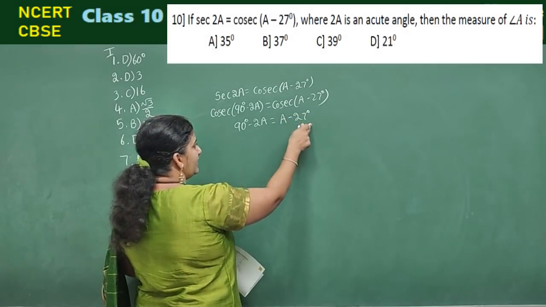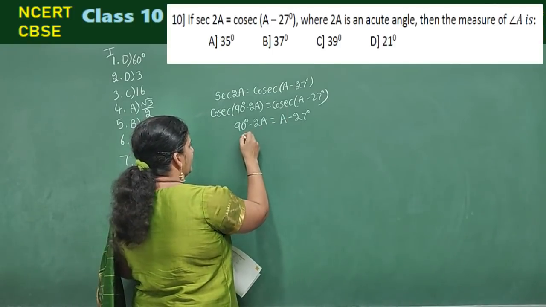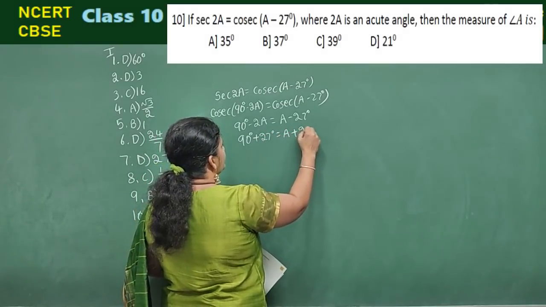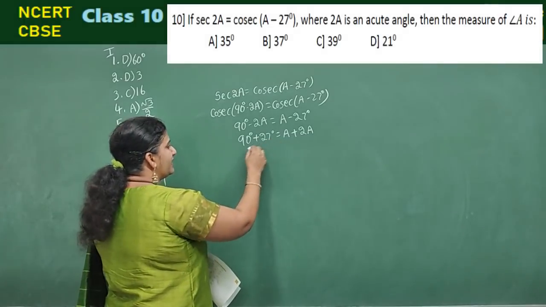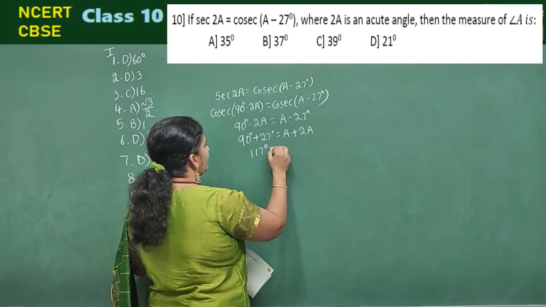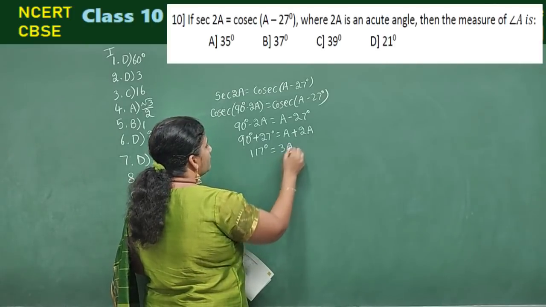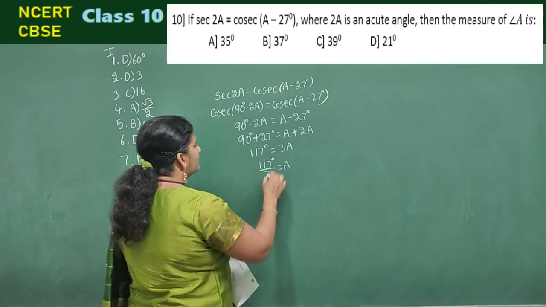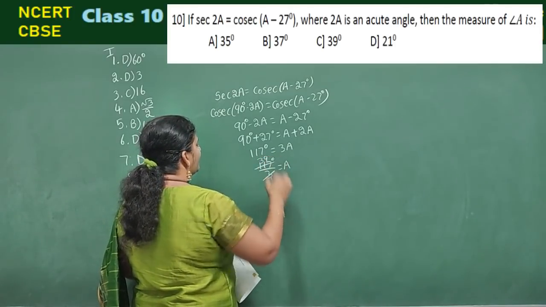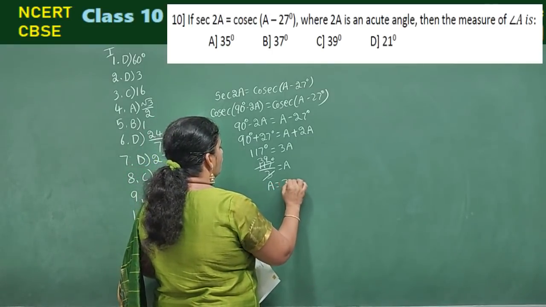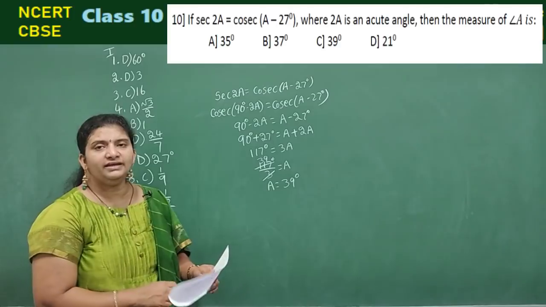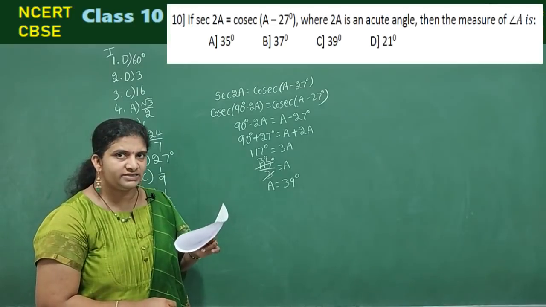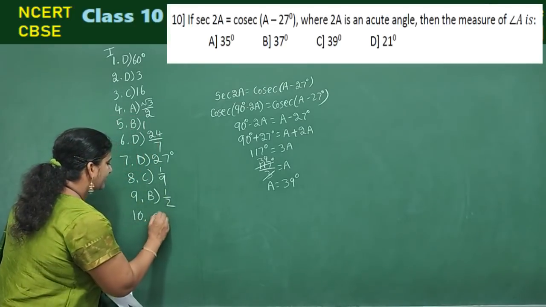Now this 2A send other side and this minus 27 bring this side. 90 degree plus 27 degree is equal to A plus 2A. 90 plus 27, it will be 117 degree is equal to 3A. Bring this 3 this side. 117 degree by 3 is equal to A. Try to cancel. 3 3s are 9, 3 9s are 27. Therefore, A is equal to 39 degree. What is angle A? Angle A is equal to 39 degree and your answer is option C, 39 degree.